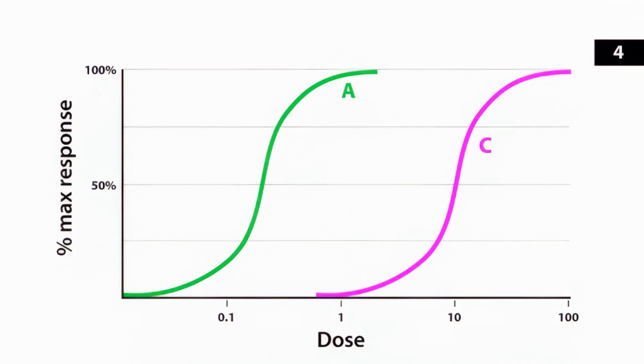Now, drug C has the same maximal effect. So what could we say about the efficacy? Both of these drugs are capable of achieving the same maximal effect. They both lower blood pressure by 20 points or whatever. So the efficacy of these two drugs is identical. They're both equally efficacious. But for drug C, you had to give a much larger dose to achieve that same maximal effect. It looks like you had to give something like 100 milligrams to lower the blood pressure by 20 points. So, drug A is much more potent than drug C. Drug A has a higher potency.